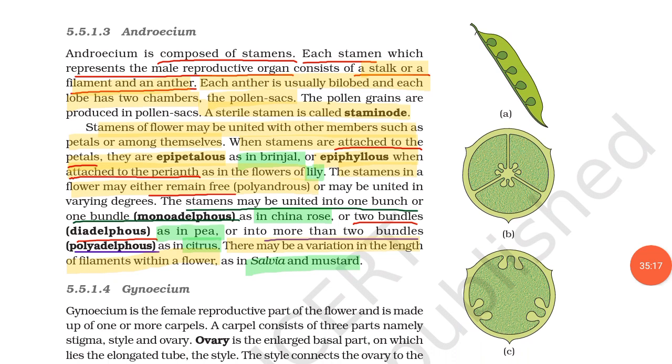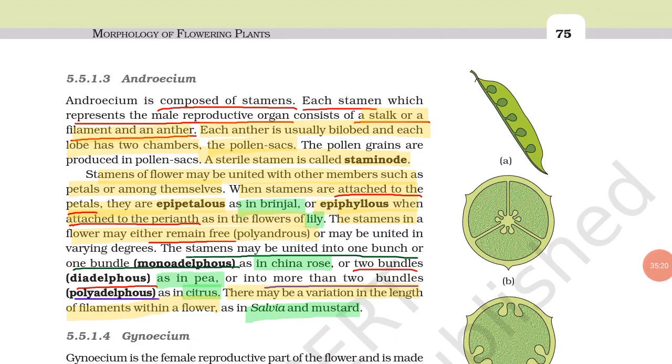When the stamens are united into one bunch or one bundle, it is monodelphous, as in China rose, or two bundles is diadelphous, as in pea, or into more than two bundles it is polydelphous, as in citrus. There may be variation in length of filaments within a flower, as in salvia and mustard.